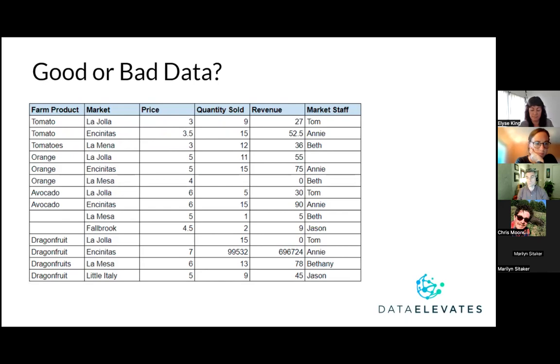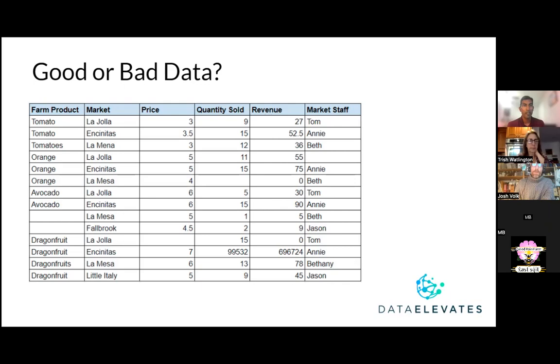Got some data gaps. Yep, that one's very clear. There's also no units with the quantity sold. Right, exactly. So the information around it, the breadth of information. We don't know if that's 9 tomatoes or 9 pounds or 9 crates.